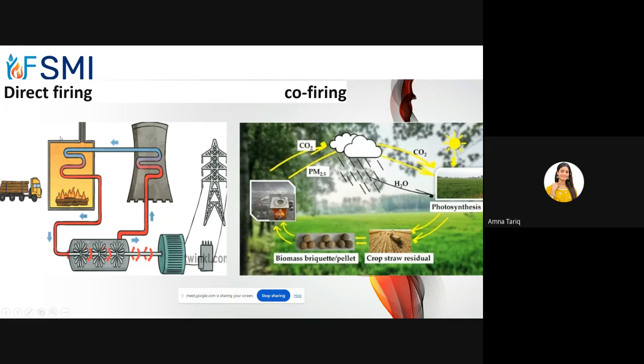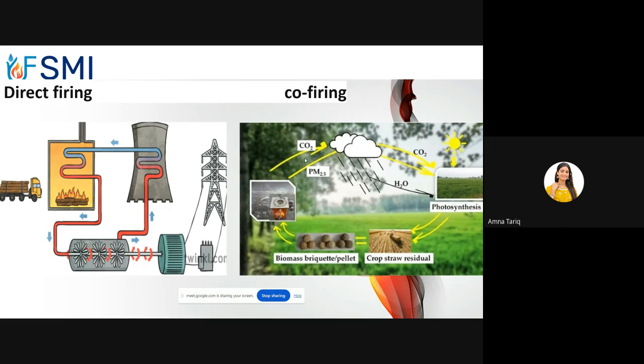Okay, if we see this diagram, this is a burner, this is a turbine, and this is a generator, and this is a power station. Okay, power transmission lines. Next is co-firing.